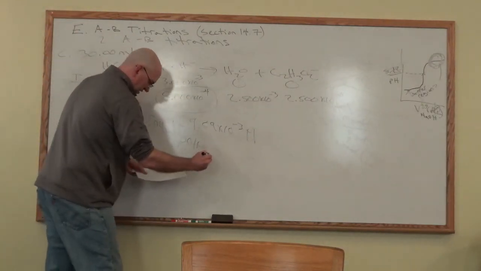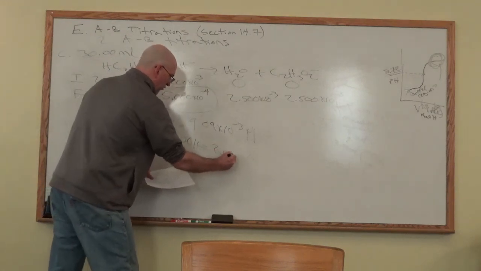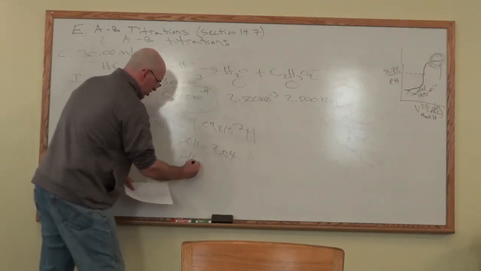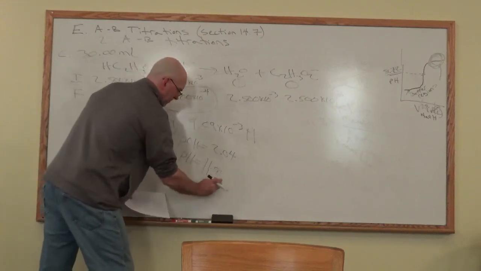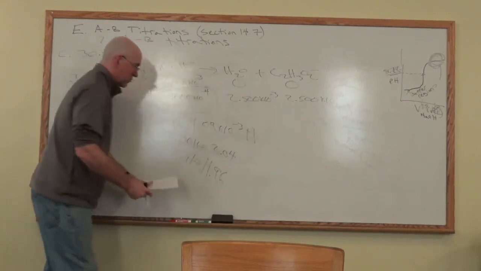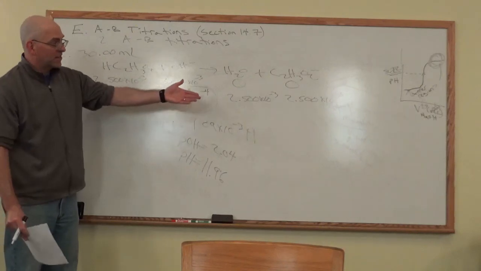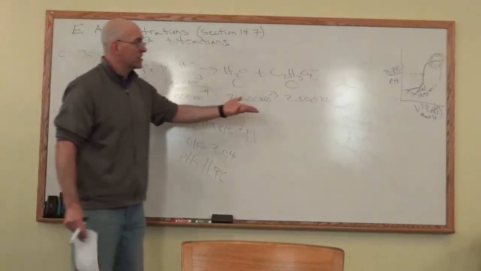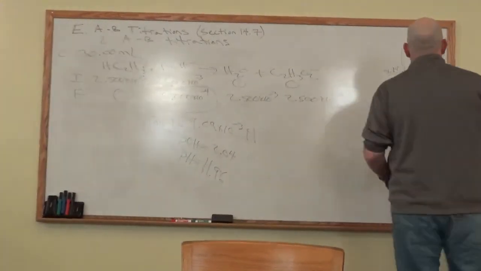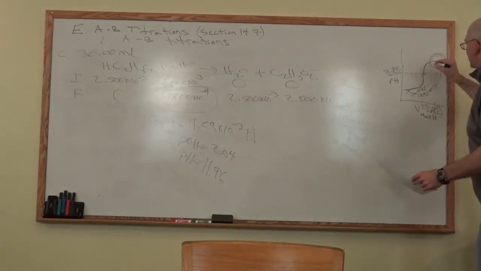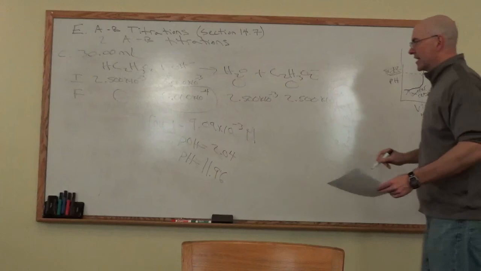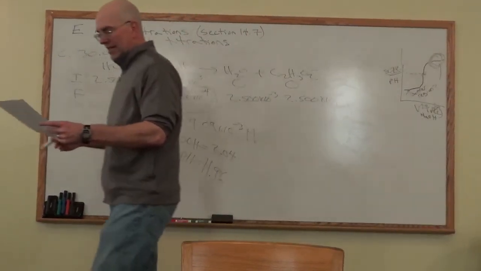pOH equals 2.04. pH equals 11.96. So we've completely dominated the scene with OH minus, and we really don't have an equilibrium anymore. We've gone through this, and all we have left is OH minus. We just keep dumping it in, and the pH gradually gets higher.